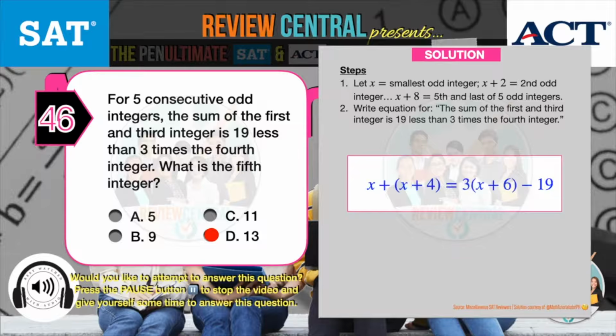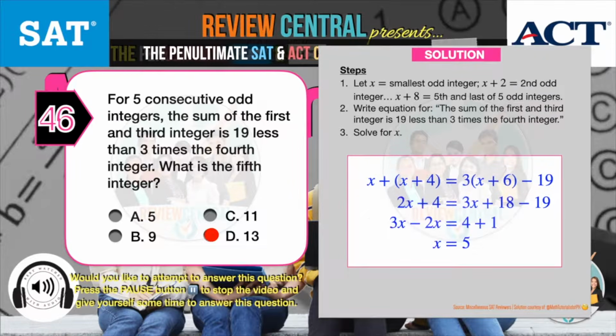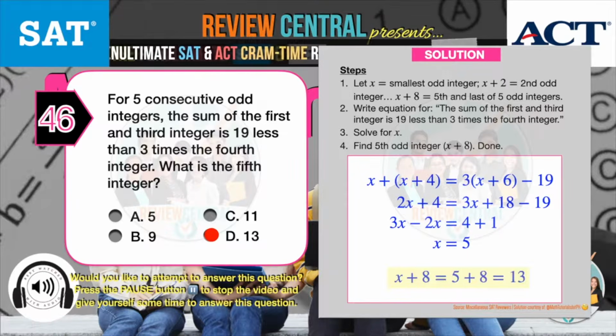The sum of the first and third integer is 19 less than 3 times the fourth integer. Let's write that as an equation. x plus x plus 4 is equal to 3 times x plus 6 minus 19. We then solve for x and should quickly arrive at x equals 5. We are being asked for the value of the fifth integer, which is x plus 8. Substitute the value of x, which is 5: x plus 8 equals 5 plus 8 equals 13.